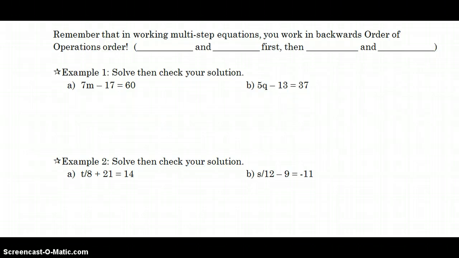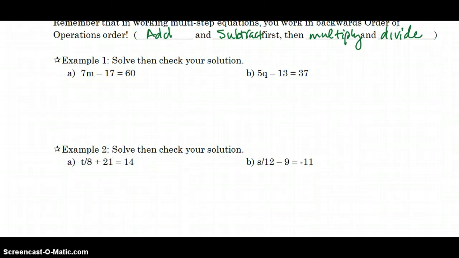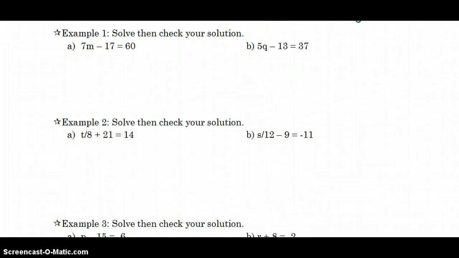Remember that when working multi-step equations, you work in backwards order of operations. So we'll add or subtract before we multiply or divide. It's the reverse order of operations when you are isolating the variable. Don't forget that. We're trying to isolate the variable.